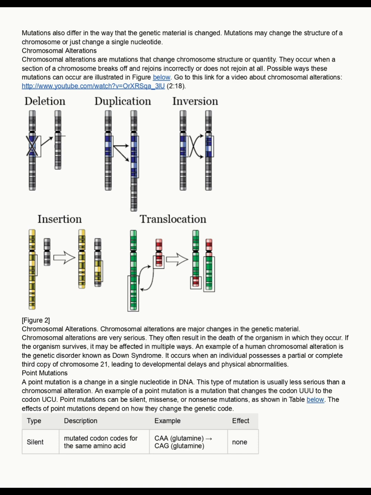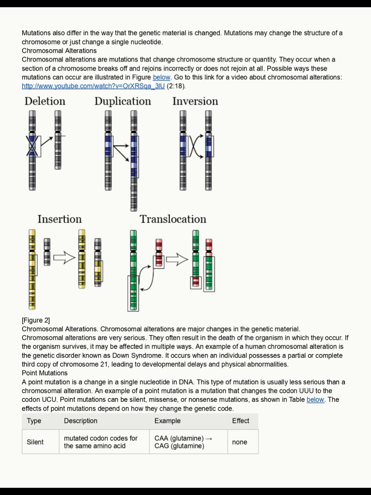An example of a human chromosomal alteration is the genetic disorder known as Down syndrome. It occurs when an individual possesses a partial or complete third copy of chromosome 21, leading to developmental delays and physical abnormalities. Point mutations. A point mutation is a change in a single nucleotide in DNA.